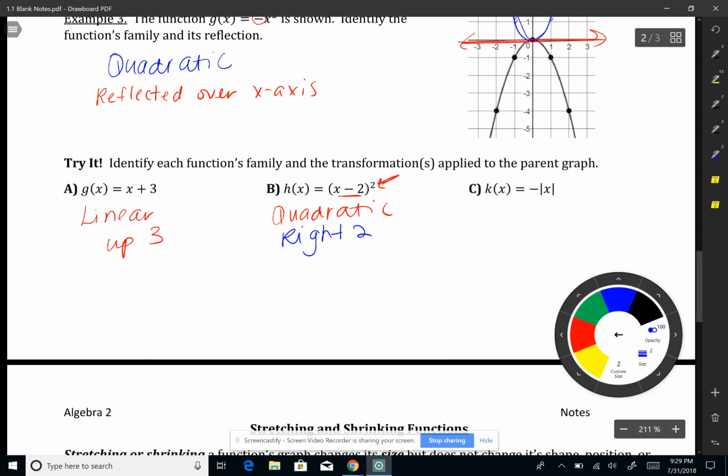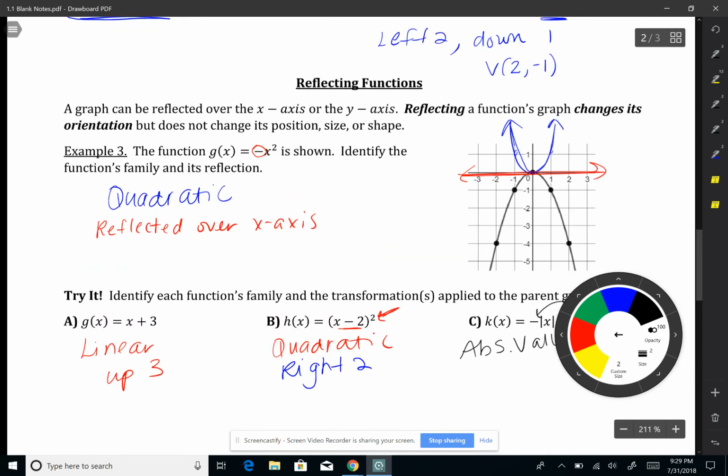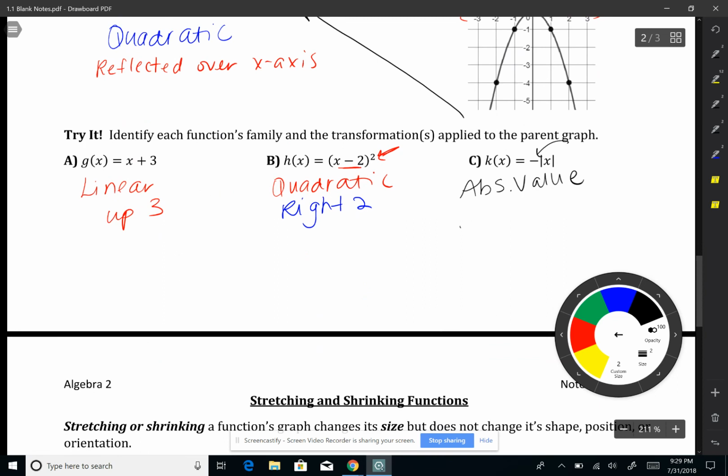Finally, letter C is k of x equals negative absolute value of x. So obviously the family is absolute value. And remember, when we put a negative in front, just like here, it was a reflection over the x-axis.